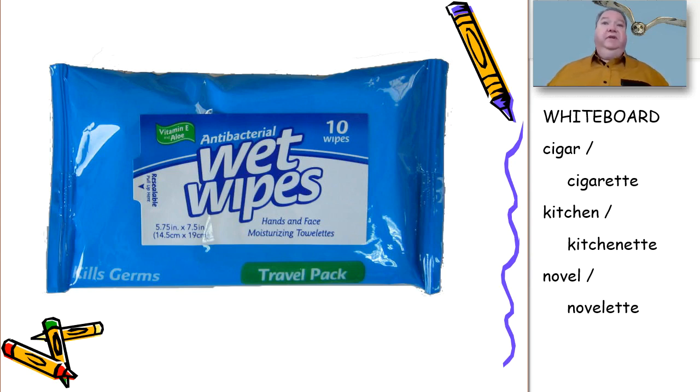These are not specifically designed for babies. And you can see on the picture here, these are antibacterial. This is something that would be very popular right now with the coronavirus outbreak because people want things that kill germs, that kill bacteria. And these are designed for your hands and face. They call them moisturizing towelettes. Moisturizing because they have some vitamin E and aloe in them, so they would be good for your skin. They would not dry out your skin.